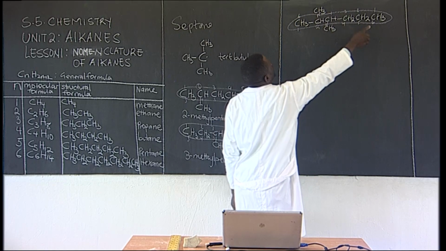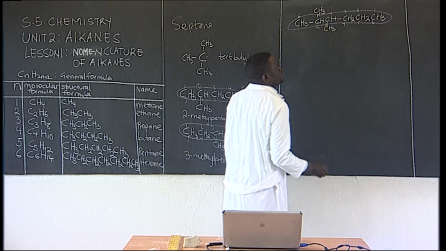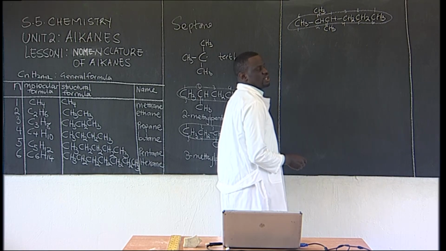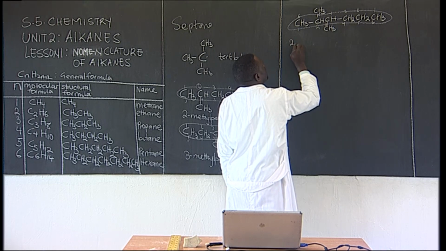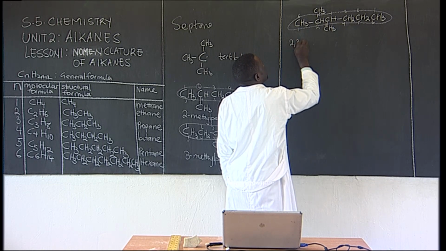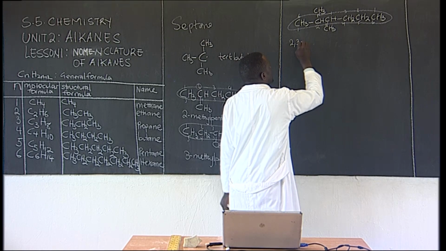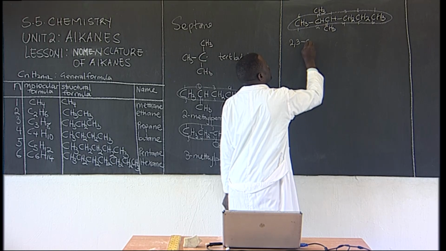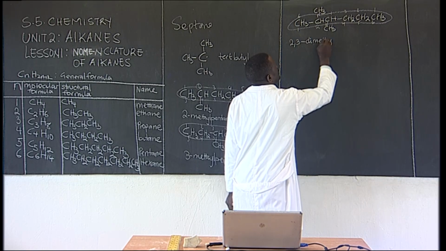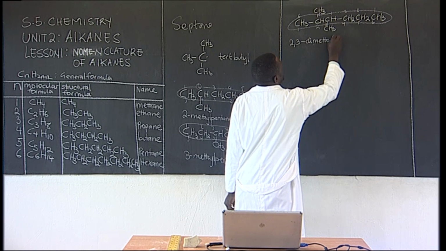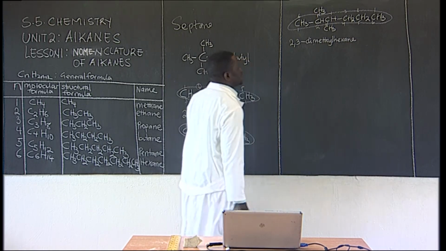So you see, if we move from here to here, we have 3, 4, 5. Here we have 2, 3. So we are going to choose where we have 2, 3. Because we have 2 numbers, we put a comma according to our rules. Then we put a dash separating numbers from letters. So 2, 3, and then we say di, methyl. Dimethyl. Then we say the name of the longest possible chain, which is hexane.